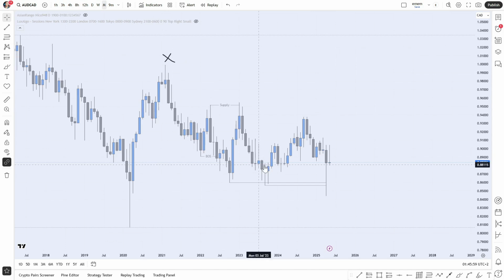Now, that being said, the one thing that I can pick out from the monthly time frame is that we're struggling with this low. Do you understand me? Still bearish overall, but struggling with this low. Now, external structure, bearish. Why? What do I mean by external structure?